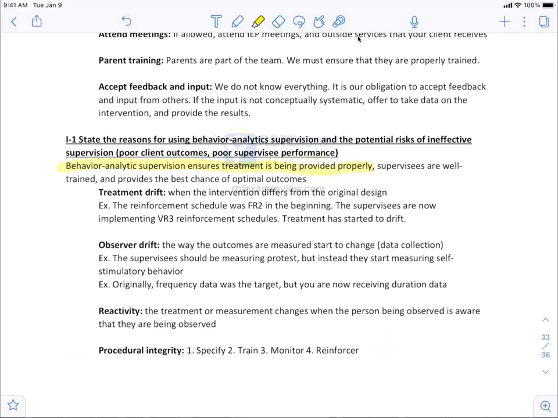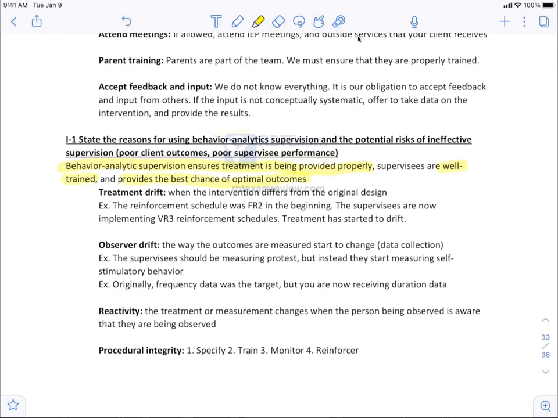That should be the goal. It shouldn't be to go in and save the world. It shouldn't be to go in and humiliate your RBT or show how smart you are. We want to make sure our treatment is being provided properly and that we have the right things in place. Okay. We are also responsible for training. And this provides the best chance of optimal outcomes.